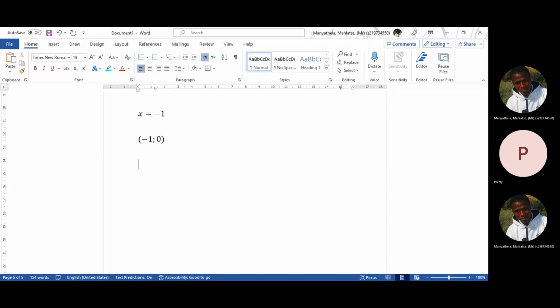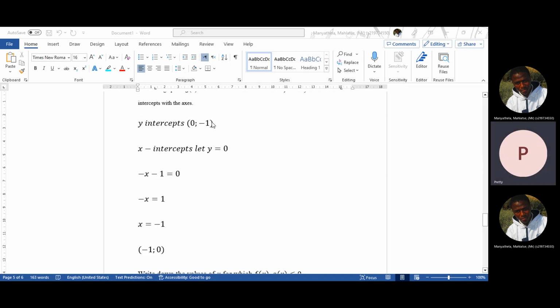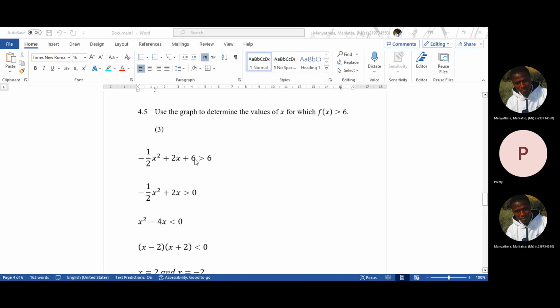If we proceed, the next question: write down the values of x for which f of x times g of x is less than or equal to 0. That's the next question. So f of x is -1/2 x squared... let me copy this part, Control C.